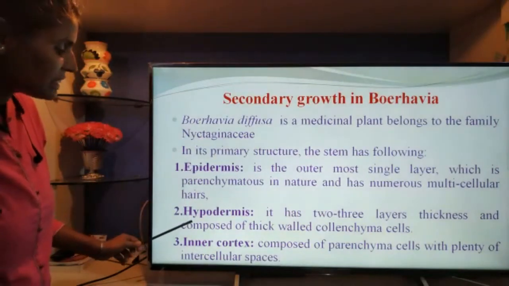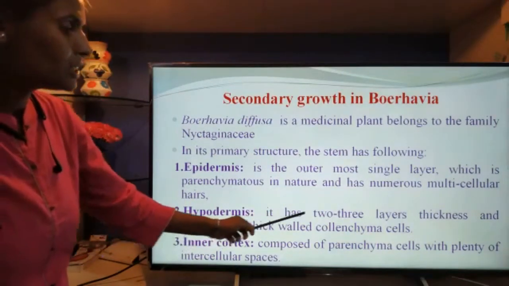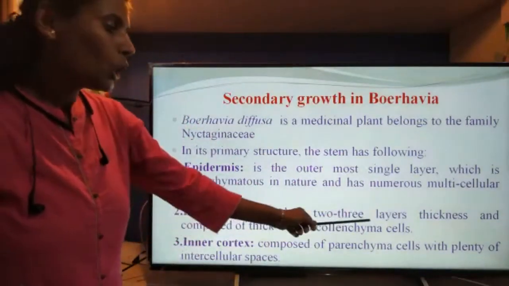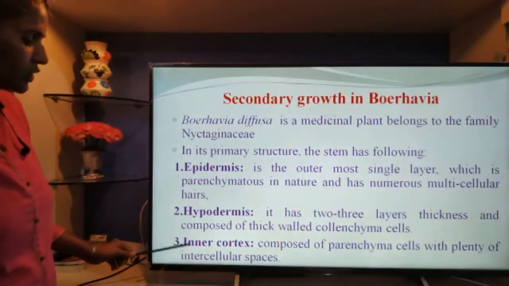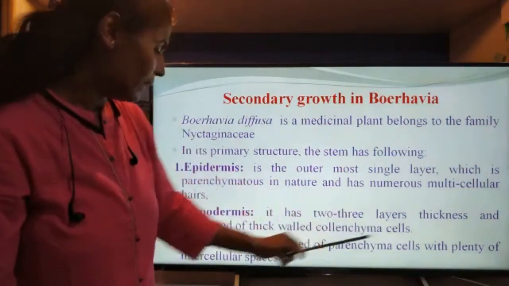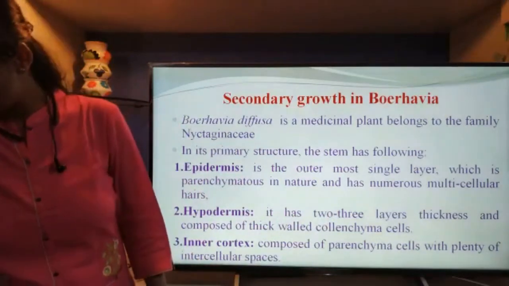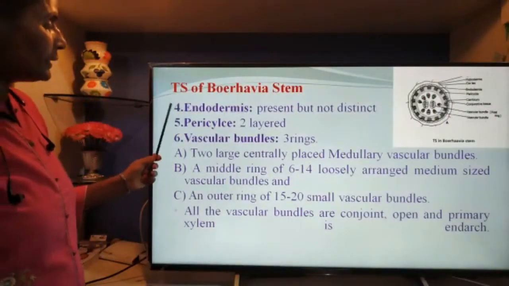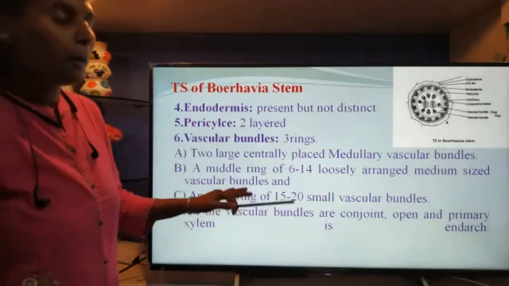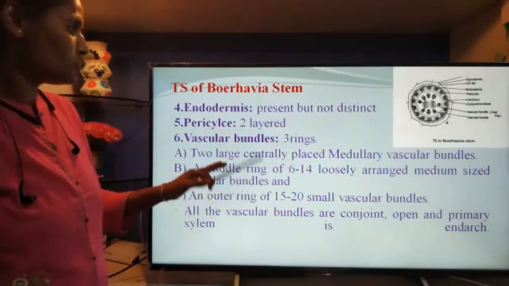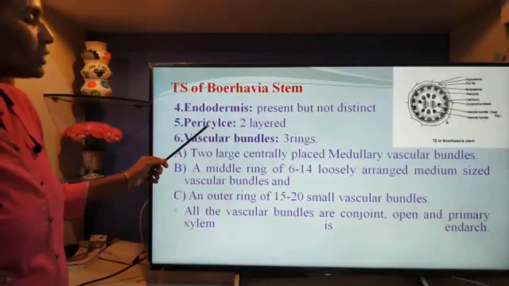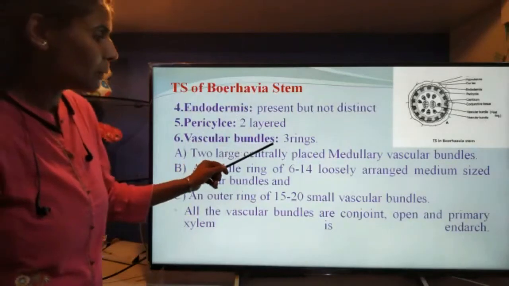Epidermis is followed by the second layer called hypodermis. It has 2 to 3 layers of thickness and is composed of thick-walled collenchyma cells. Hypodermis is followed by the inner cortex composed of parenchyma cells with plenty of intercellular space. And the fourth layer is called endodermis, which is present but is not distinct or conspicuous, whereas the pericycle is 2 layered, and next to the pericycle there is a vascular bundle.